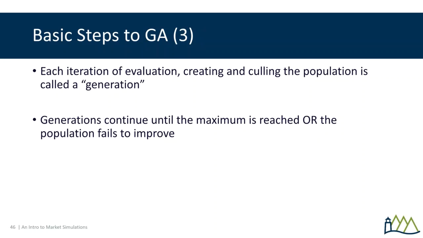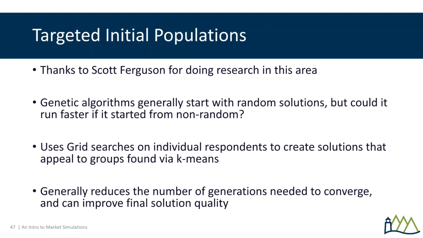Moving on, each generation, like I mentioned before, is where we have this population, we evaluate them, we pair them off, we have offspring, and then we cull the population and kill off the least fit members. We call that a generation. We just run generation after generation until we reach the maximum number of generations we asked for, or the population fails to improve. Basically, we identify that the population has reached its maximum potential.